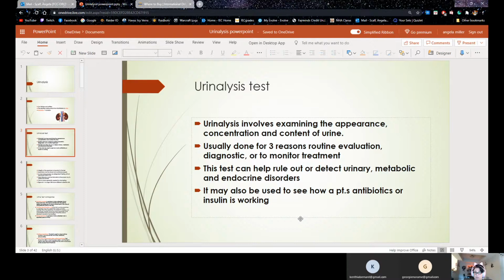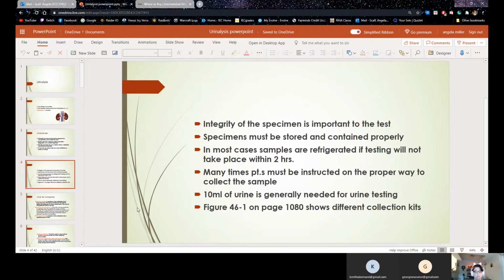This test is very useful, very helpful for looking at diabetic issues, if there's too much glucose in the urine, to see if there's a urinary tract infection, and metabolic and, of course, endocrine disorders. Another thing they use it for is to see how well somebody's insulin is working, if they're new to taking insulin. The thing we need to remember as medical assistants is the integrity of your specimen is vital to the results of the test.